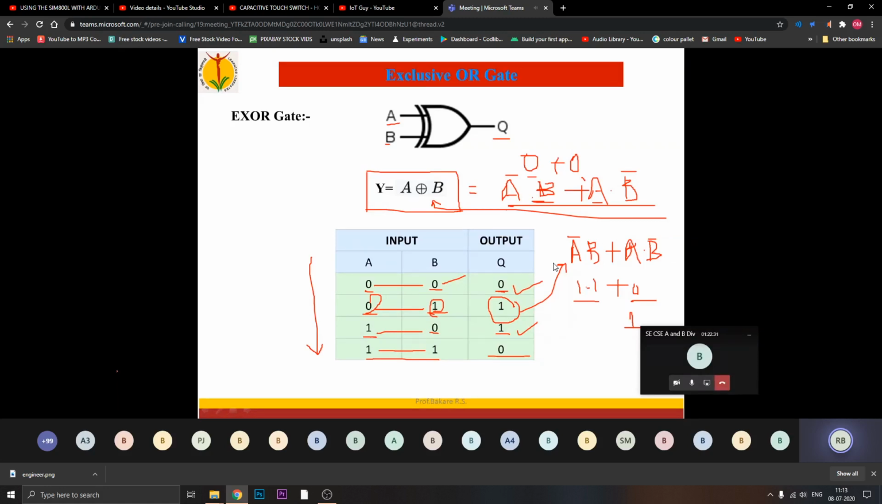Now see, the logic equation is A complement. In the first term, A complement, that is 1's complement, we got 0. 0 into anything is 0. 0 plus, now in the second combination, B complement is again 1's complement, that means we got 0. That is 0 plus 0 is equal to 0. All of you got it?